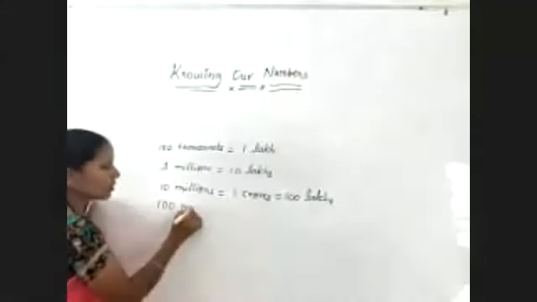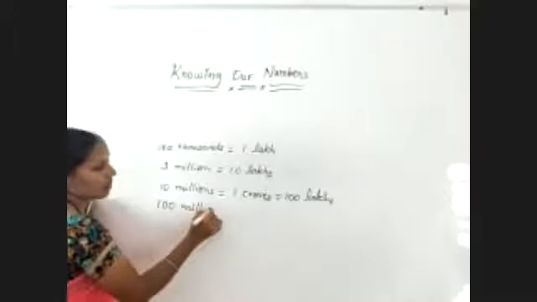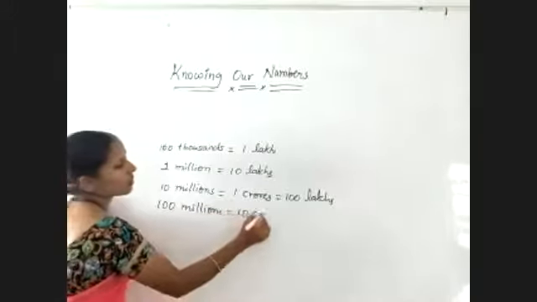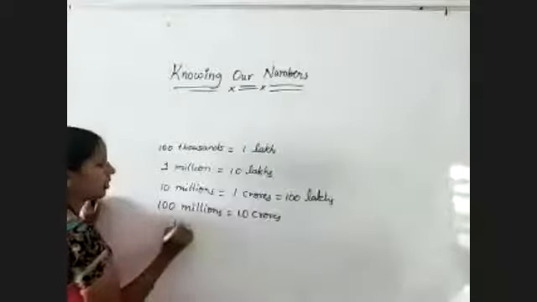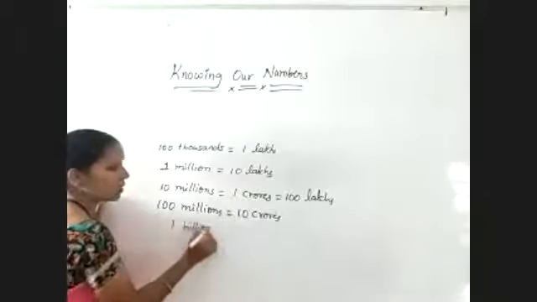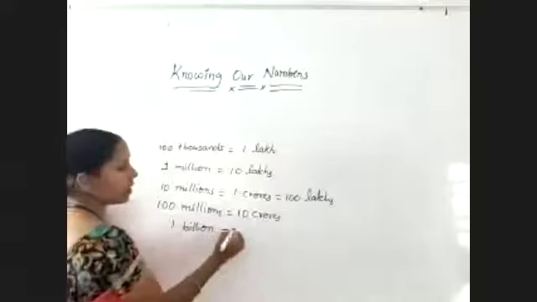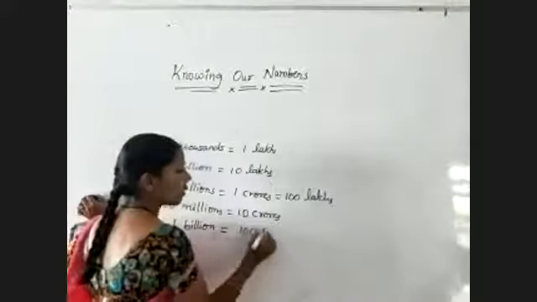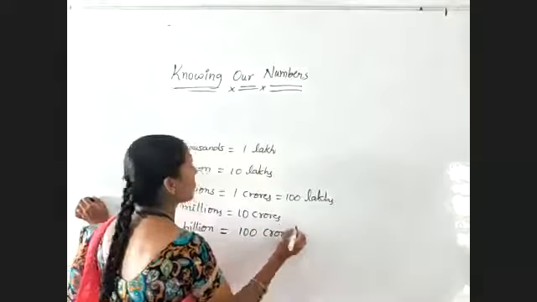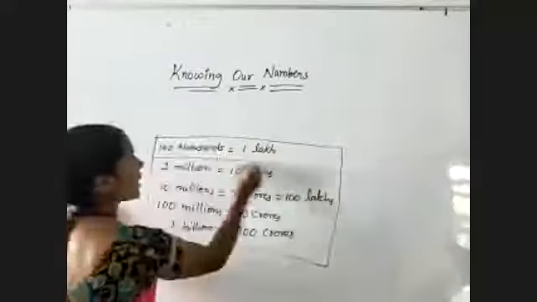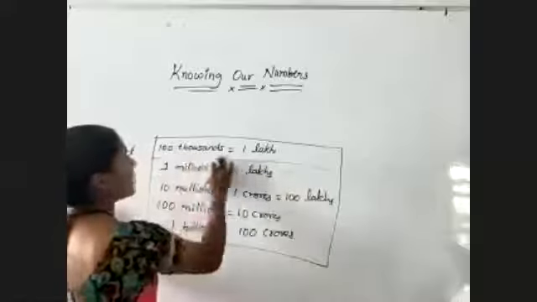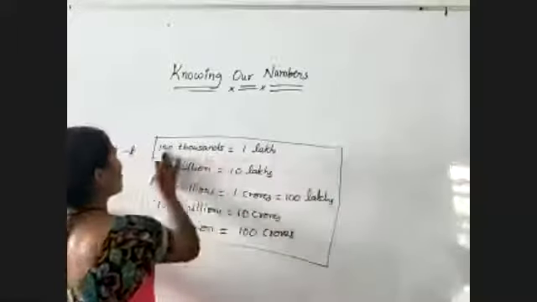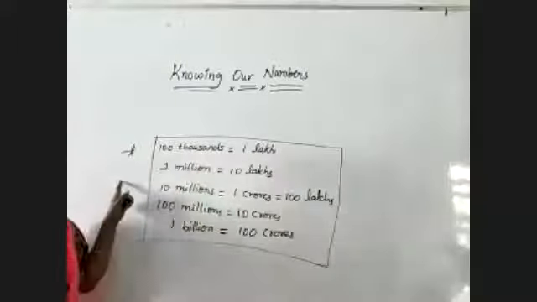And 100 millions is equal to 10 crores. And 1 billion is equal to 100 crores. So these are the main points we need to remember. What is the relation between the two place value systems? This is the main important relation.